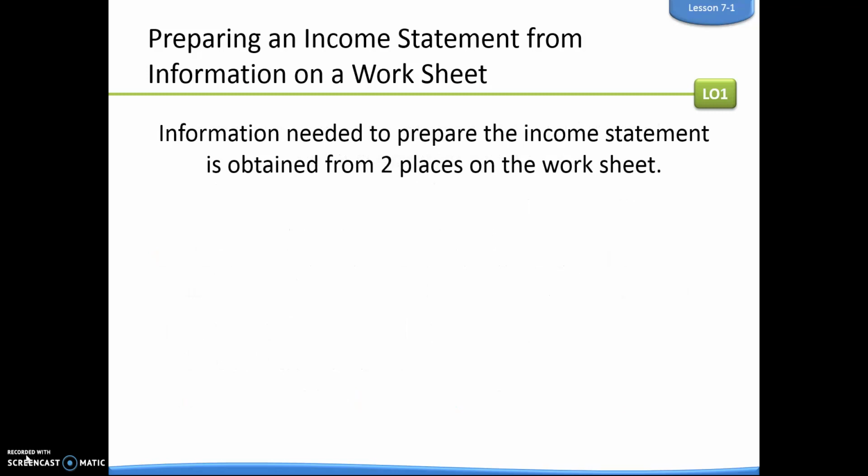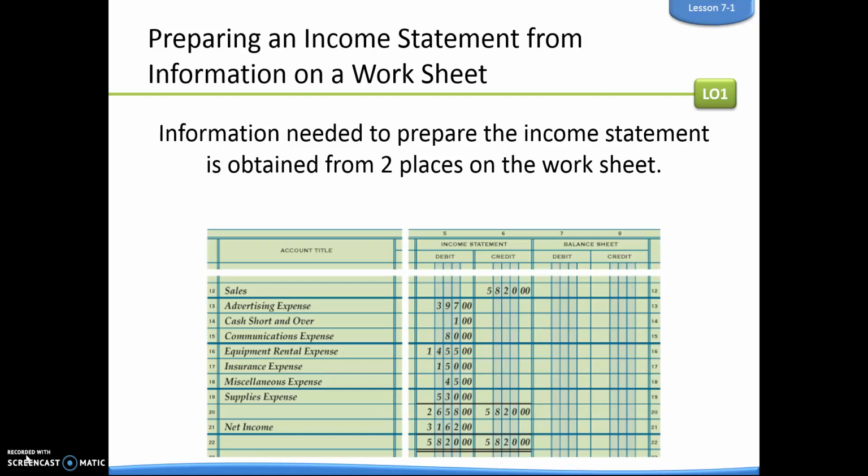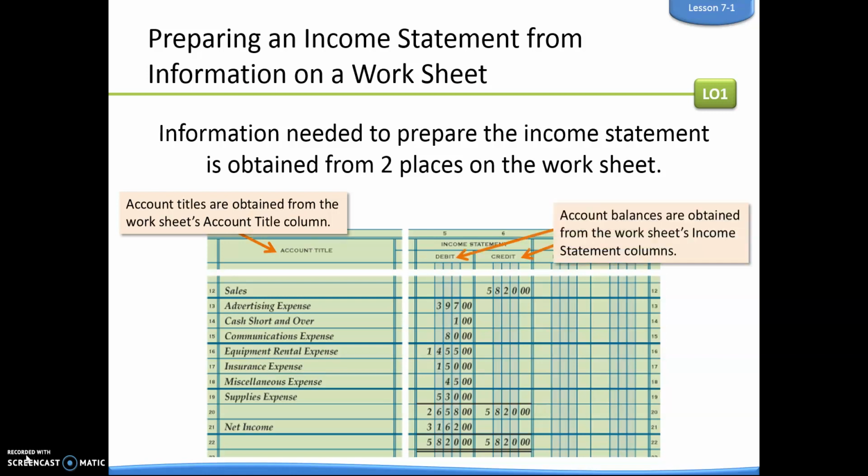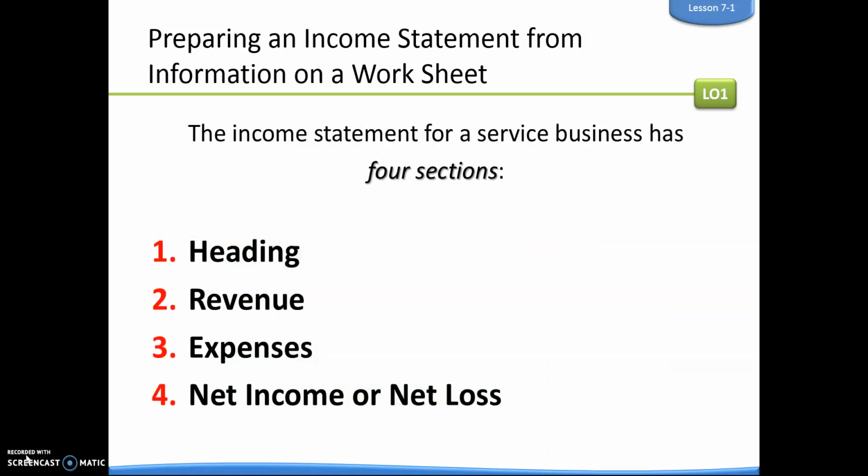The information that we need to prepare the income statement is actually coming from two places on the worksheet. So let's see where they come from. The first part is that we need the account titles that are obtained from our account title column. Then we also need the balances that come from our income statement debit and income statement credit columns, as well as net income down at the bottom. So when we start putting our income statement together, there are four sections we're going to look at. The first one is the heading.